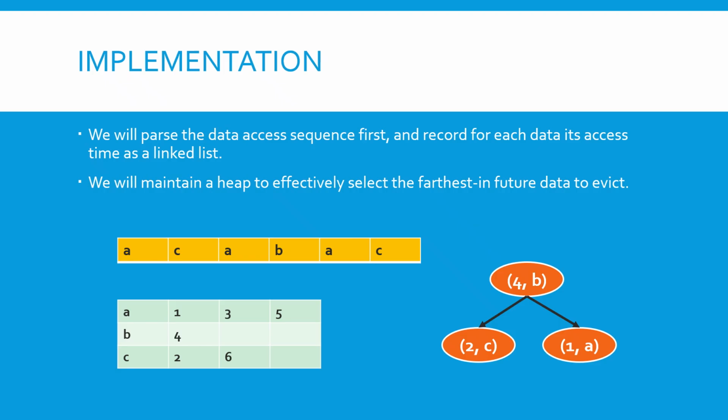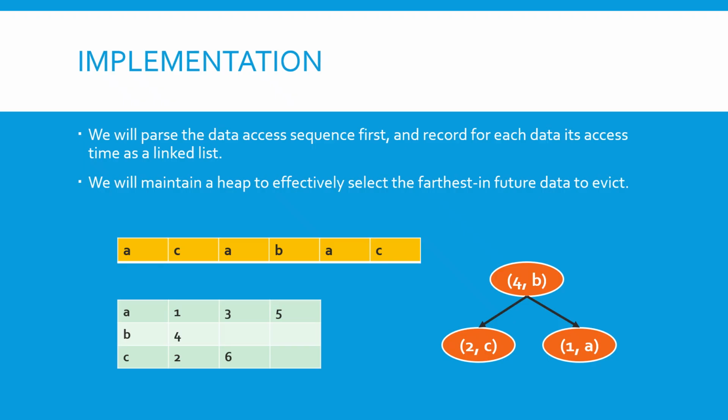We can implement the farthest-in-future policy efficiently using a heap. Given the access sequence shown as the yellow table, we first scan it to build a linked list for each data item, which is shown as the white table. Each list stores the future times when the item will be accessed. We then maintain a max heap keyed by each cached item's next access time. With this key, the item whose next use is farthest in the future is at the top of the heap.